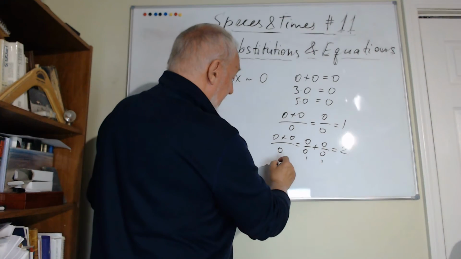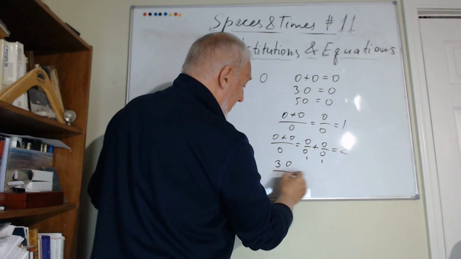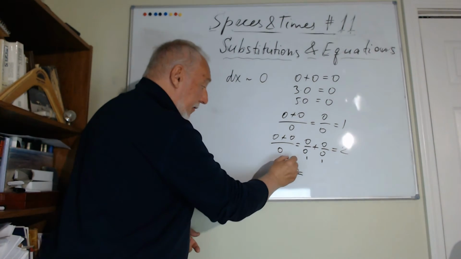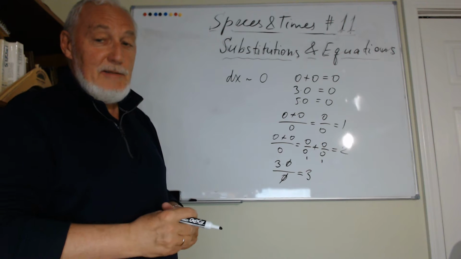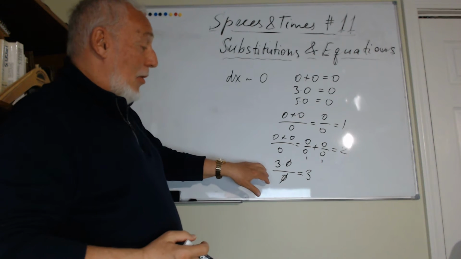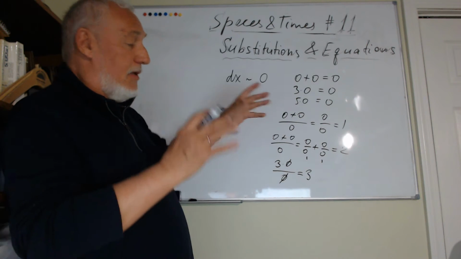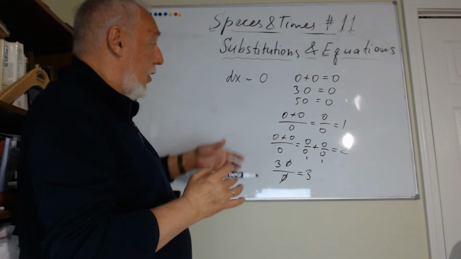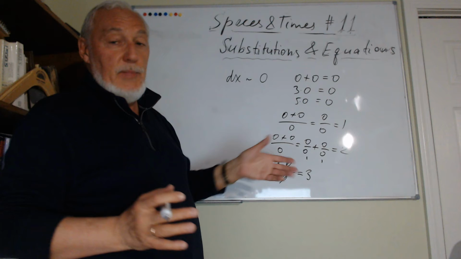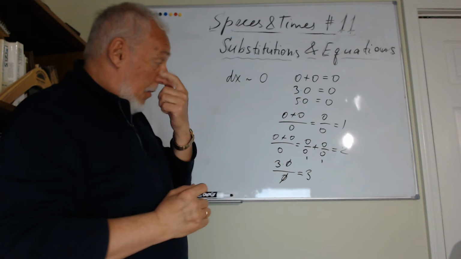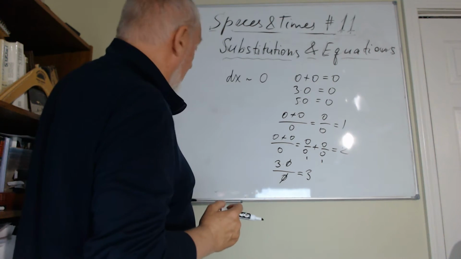Again, if we take 3 zeros, it is 0, right? So 3 zeros divided by 0, what do we have? Like 3. That's actually correct. So because we got indefinite results, we got different results when we try to work with these zeros. That's why it's not allowed to divide by 0 in arithmetic. But if we substitute dx instead of 0, it will be pretty different.